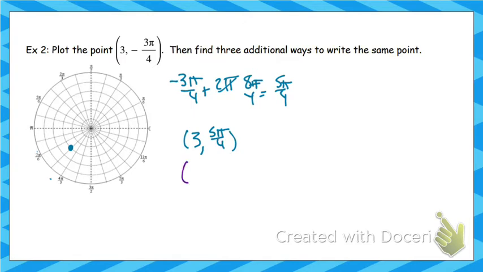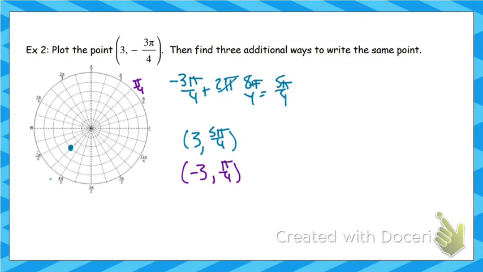What if I used a negative r value? If I used a negative r, the angle I would use is the angle that is 180 degrees or pi radians away. Well, that angle is pi over 4. So if I use the angle pi over 4 and a negative radius, that would graph the same point.